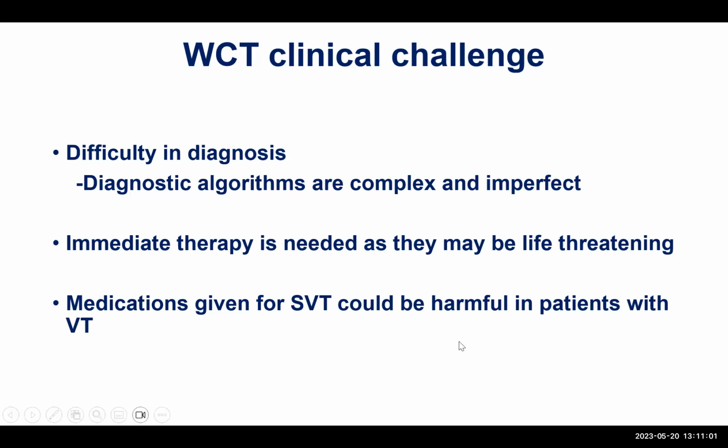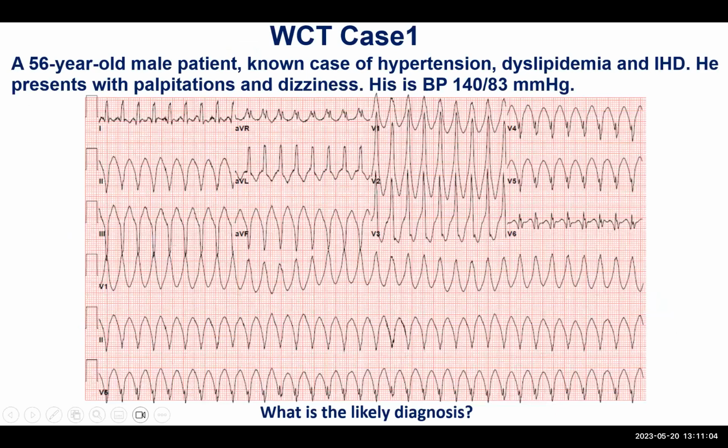So let's start with the first case. A 56-year-old male. He's known to have hypertension, dyslipidemia, ischemic heart disease. He has palpitations and dizziness, and his blood pressure is stable, and this is his 12-lead ECG. Looking at the 12-lead ECG, what do you think he has? Is it ventricular tachycardia or supraventricular tachycardia with aberrancy or other diagnoses?